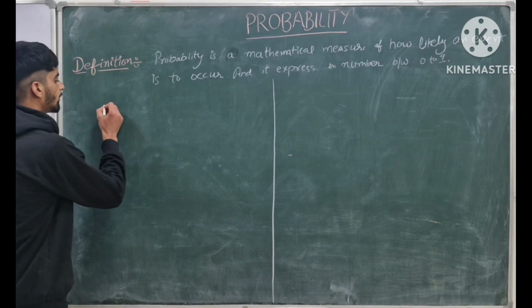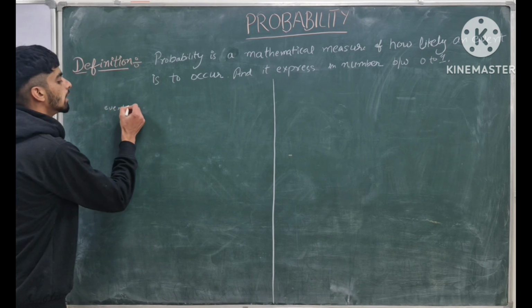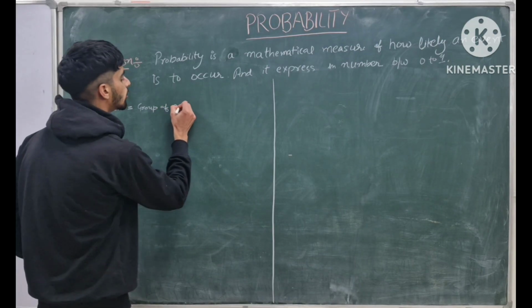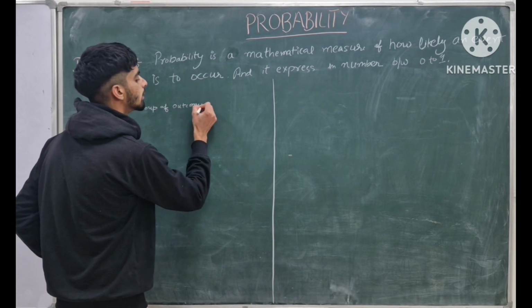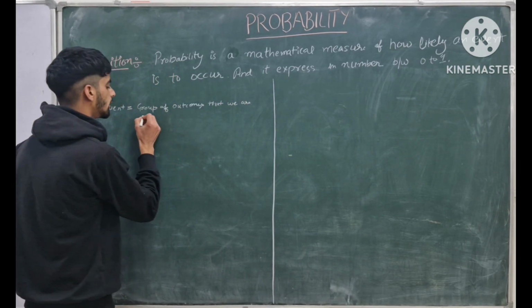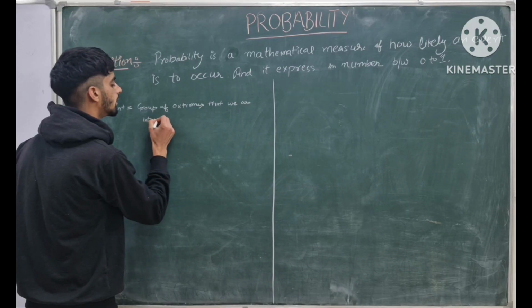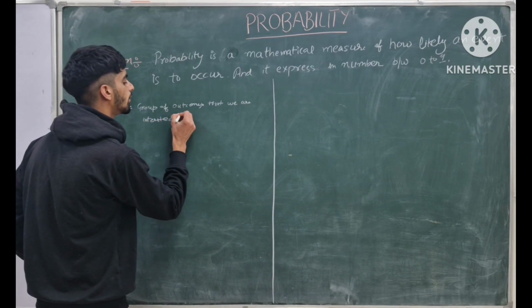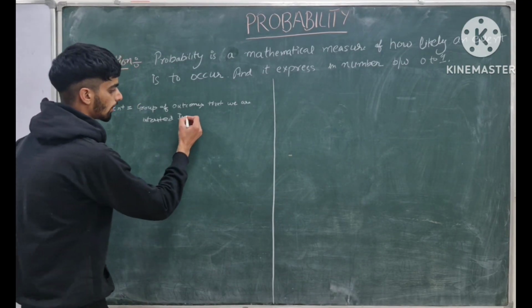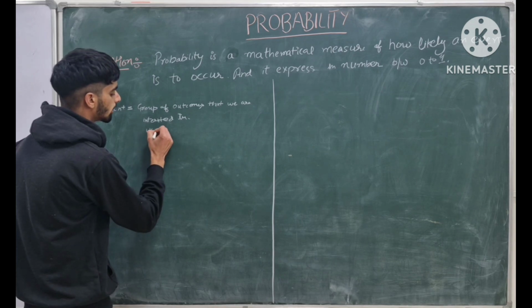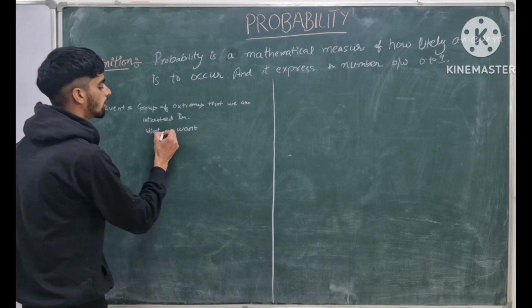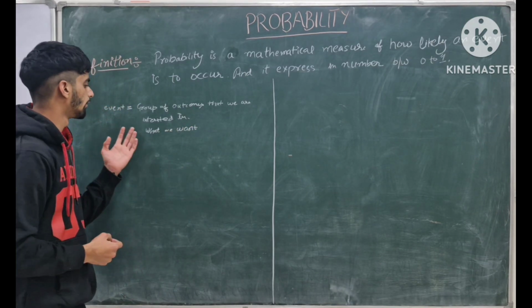An event is basically a group of outcomes that we are interested in, or in simple words, event is what we want.